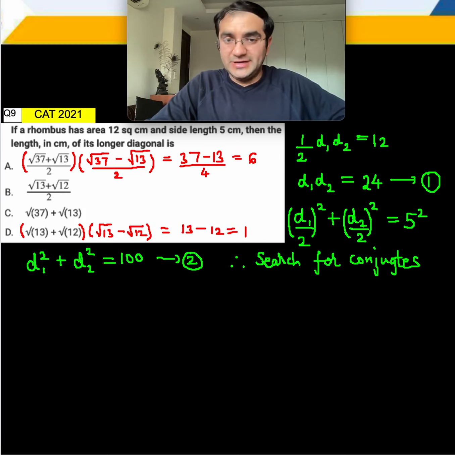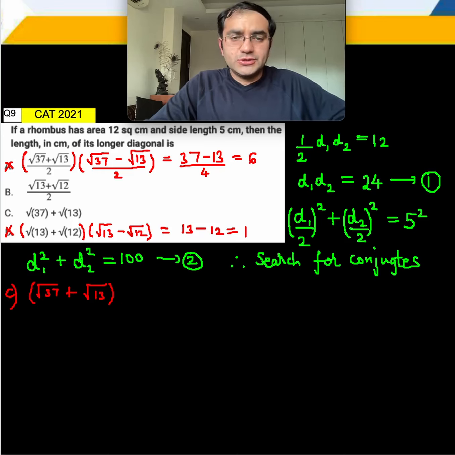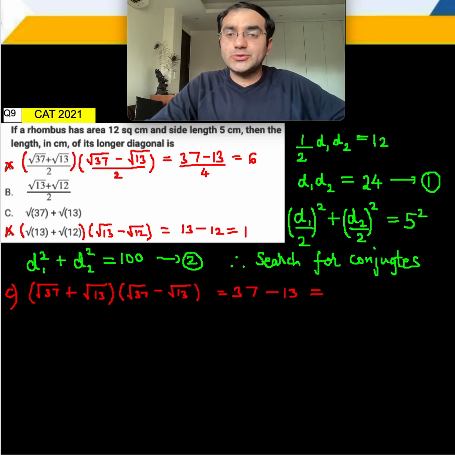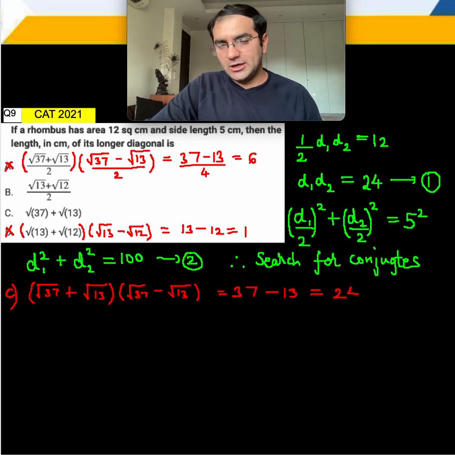But I need 24. So now option C is looking viable. So I'll take option number C for my calculations. Root 37 plus root 13 into root 37 minus root 13 is 37 minus 13, that's 24. Equation 1 has now been satisfied.